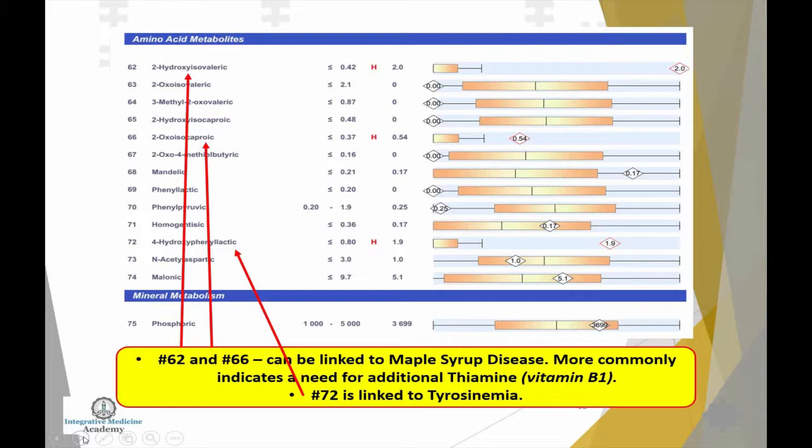Marker 72, hydroxyphenyllactic, is interesting because it can actually be linked to what's called tyrosinemia, which is a tyrosine metabolic imbalance. Again, in this particular case, the level is not extremely high. Some of these things could be linked back to just nutritional imbalances in the body because of poor lifestyle, poor diet, alcohol consumption, etc. But that could be a link too to tyrosine imbalance. That could be a link to thyroid problems or dopamine problems as well.